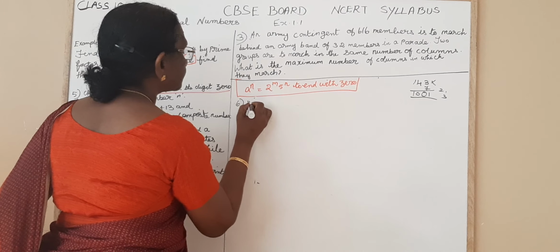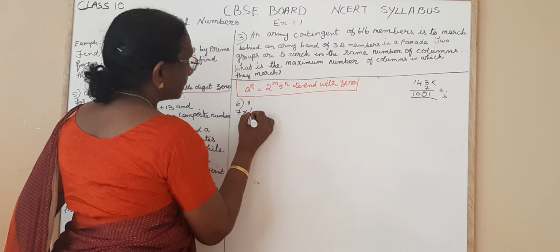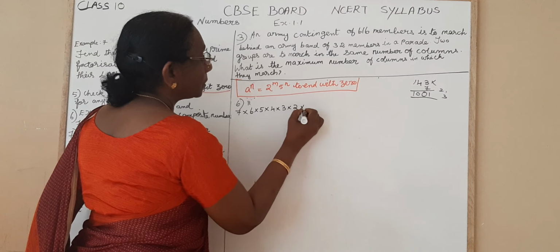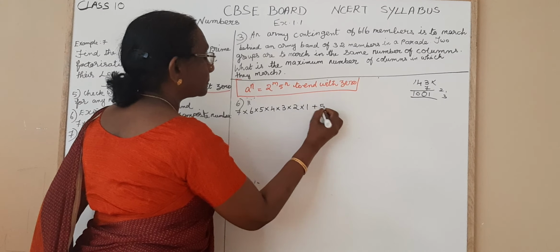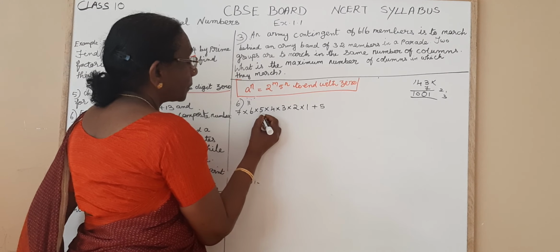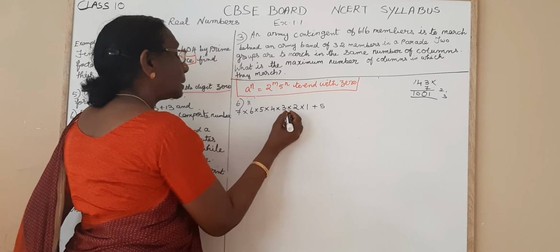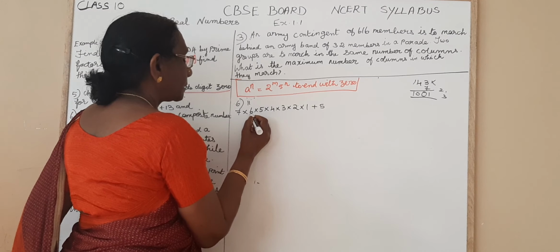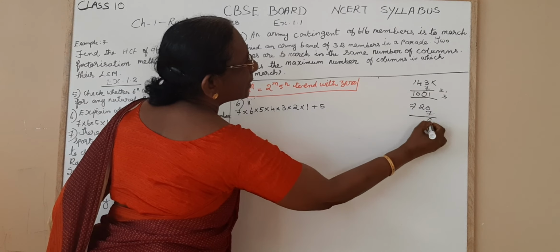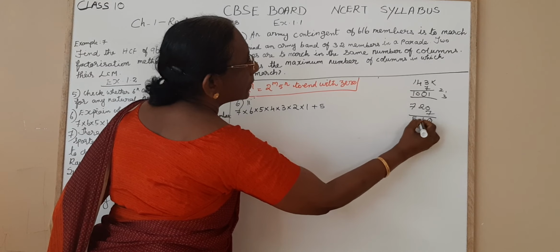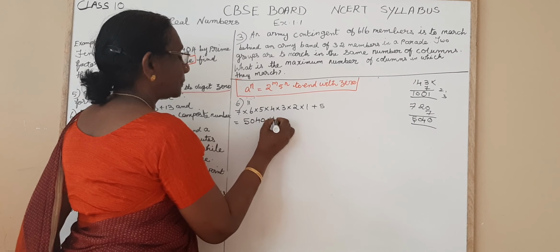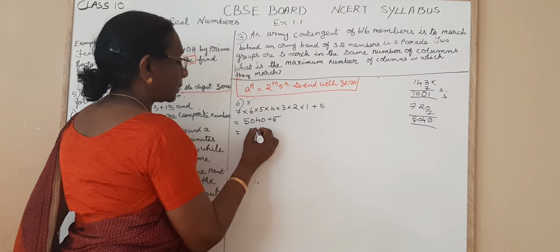Second subdivision. 7 into 6 into 5 into 4 into 3 into 2 into 1 plus 5. 3 2s are 6, 6 4s are 24, 24 5s are 120, 120 into 6, 720, 720 into 7, 5040. So this is 5040 plus 5. That is equal to 5045.